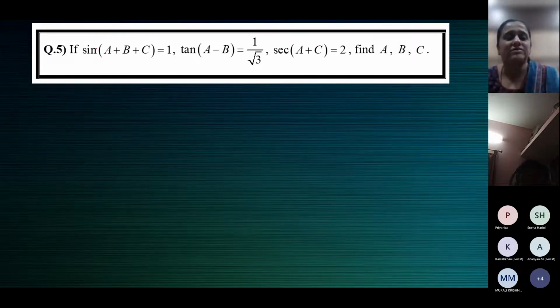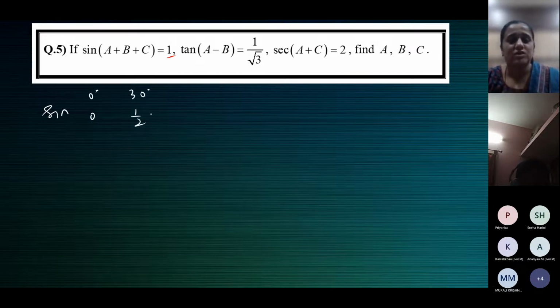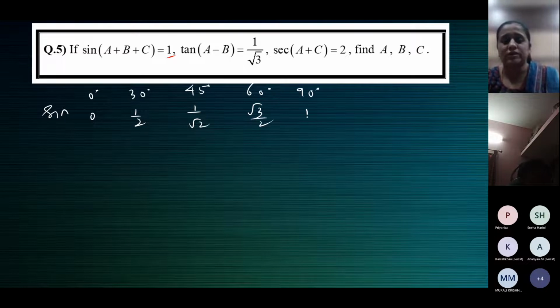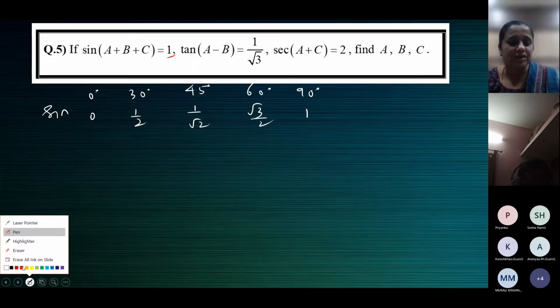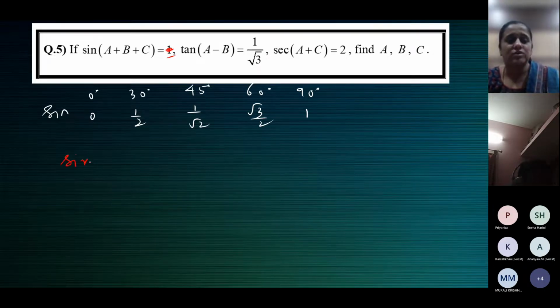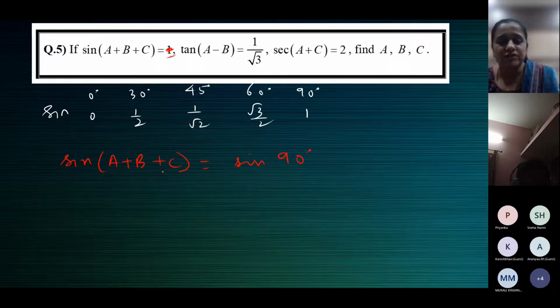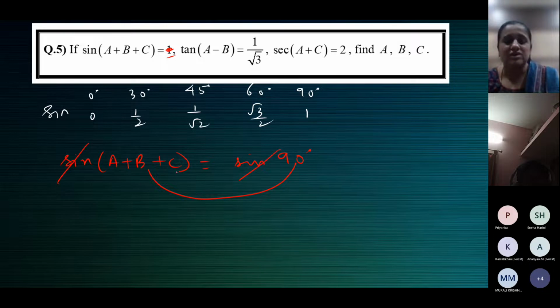So in the sine table, Priyanka, where do you find the value 1? See here, sine 0 degrees is 0. Sine 30 degrees is 1 by 2. Sine 45 degrees is 1 by root 2. Sine 60 degrees is root 3 by 2. Sine 90 degrees is 1. So sine 90 is 1, which means you can replace this 1. Sine of A plus B plus C is equal to 1, which means sine 90 degrees. So on comparing both the sides, we find A plus B plus C is 90. It's not that sine and sine get cancelled, but you can just see that in your mind, as if you cancel these two. But in reality, you're not supposed to cancel it like that. On comparing both the sides, A plus B plus C is equal to 90.